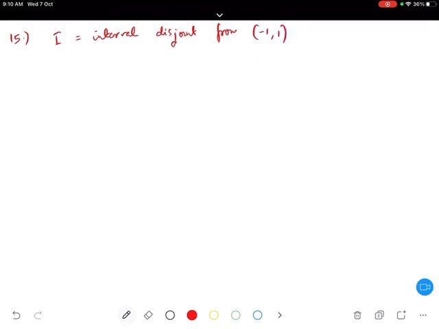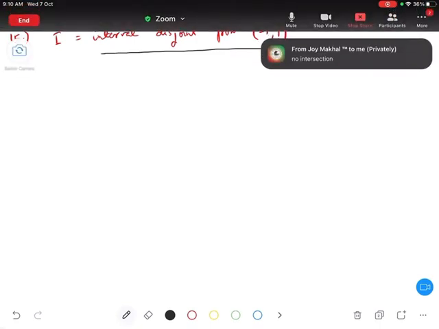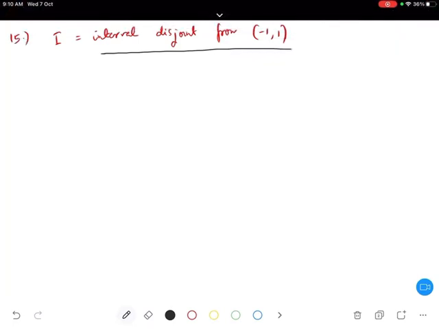Can anybody tell me what they mean? I is an interval disjoint from minus 1 to 1. What do you mean by disjoint sets? You have done this before in class 11. Disjoint sets are what? The two sets which have nothing in common, right? Two sets which have nothing in common are known as disjoint sets. So here, interval disjoint from minus 1 to 1, it means what?